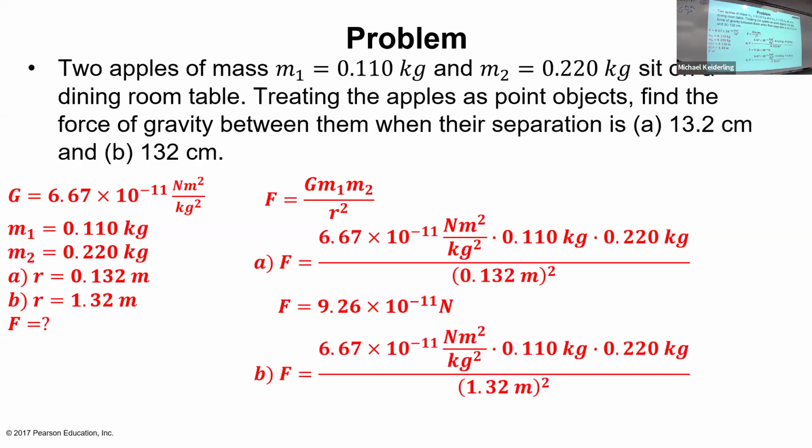And here, if they're 1.32 meters apart, the force of gravity between them is 9.26 times 10 to the minus 13 newtons. We increase the distance by a factor of 10. That decreased the force by a factor of 100 because it's an inverse square law. And lots of forces are inverse squares. Electricity is similarly an inverse square. So if you have two charged particles, it will have a similar response.